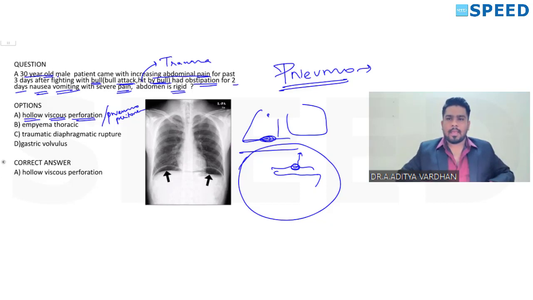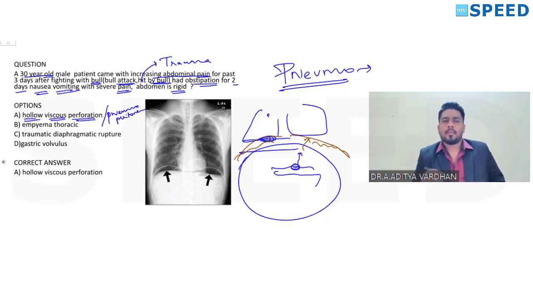Always remember, air enters anti-gravity, towards the top. Fluid goes towards gravity, to the most dependent region of our body. So here the air has gone up. It will go to the diaphragm, friends. This is how the diaphragm will be and the air will get accumulated here. Okay, this is how it will appear.